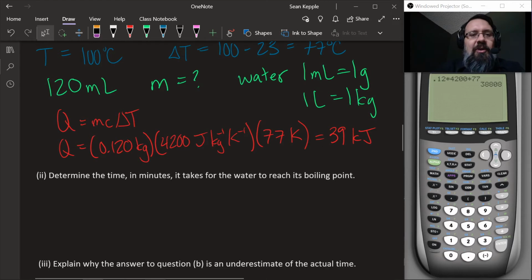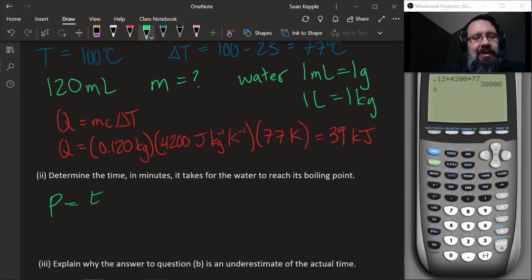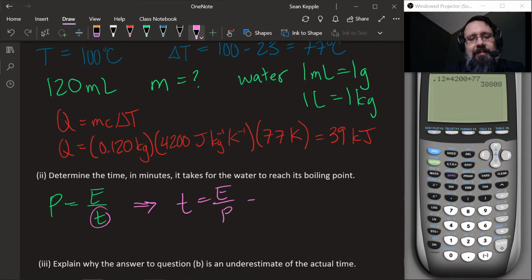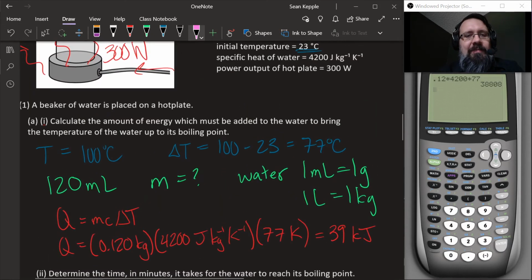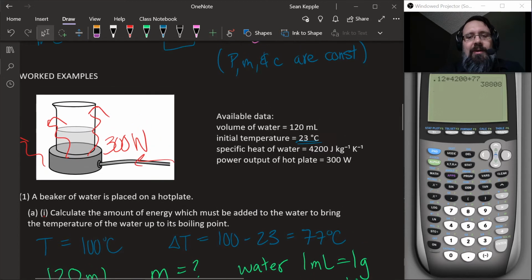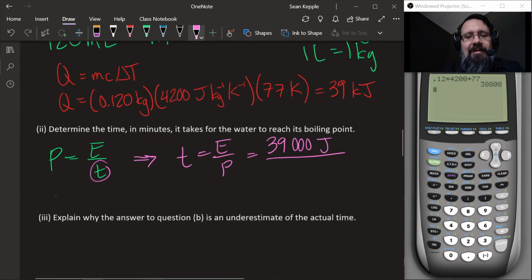Okay, next question. Determine the time in minutes that it'll take for the water to reach its boiling point. So this is going to come from the power. Power is energy over time. So if we want to find the time, we just need to rearrange this equation, and we'll find that the time is the energy divided by the power. We know how much energy we need to add. It's 39,000 joules. And we know that the power output was up here. It was 300 joules per second.